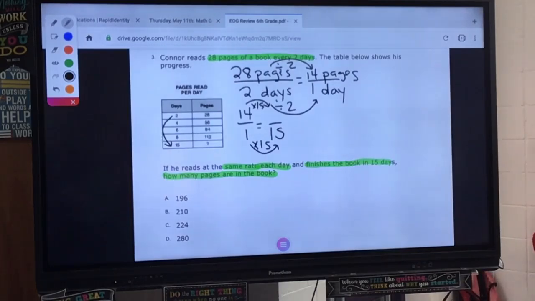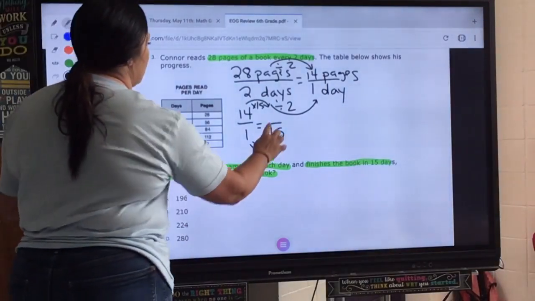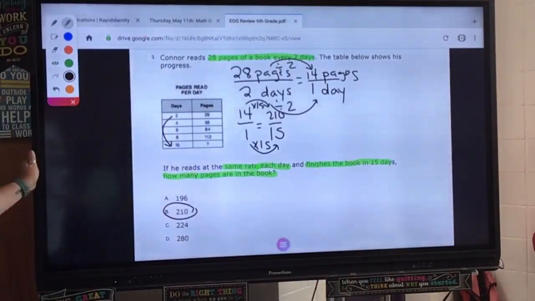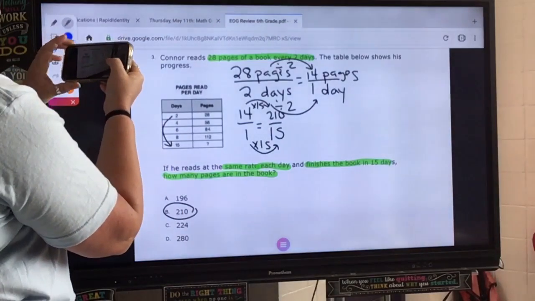Alright, Kyra, what'd you get? 210. So the book was 210 pages. Alright, how many of you guys remember finding unit rate? Okay, this is the type of question that you're gonna see tomorrow.